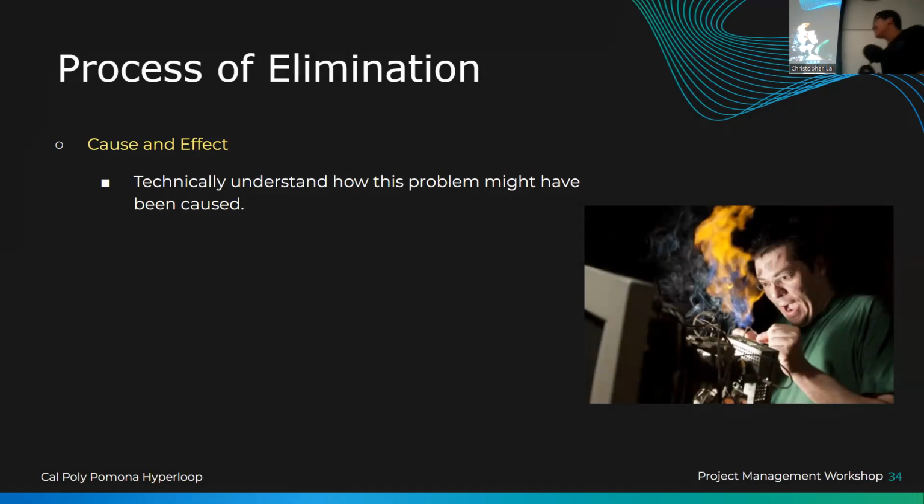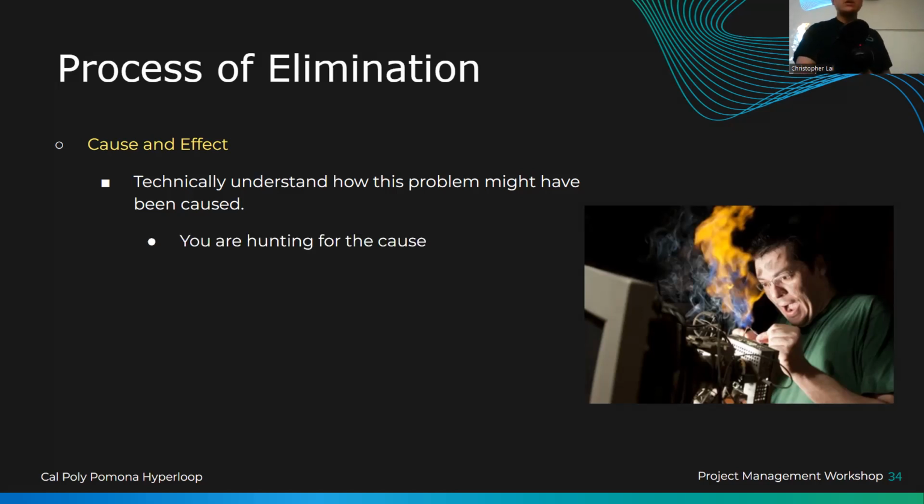So, cause and effect wise, almost all problems have a cause. So what do you do to mess it up, right? So you need to technically understand each component of your project, maybe look at a data sheet, maybe look at some source to understand why this project or problem has been caused. Because again, most of the time it's user errors. You're hunting for the cause in this situation.